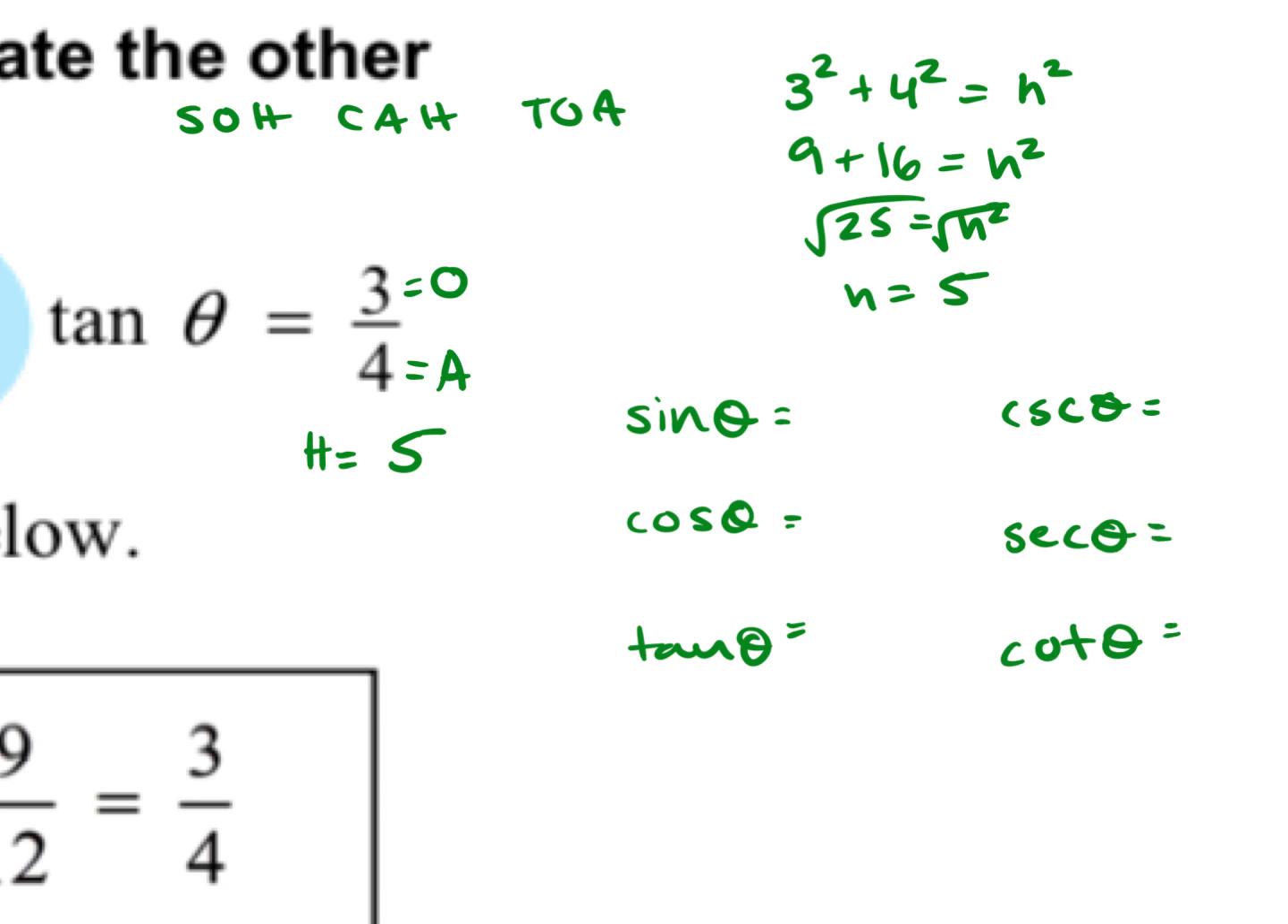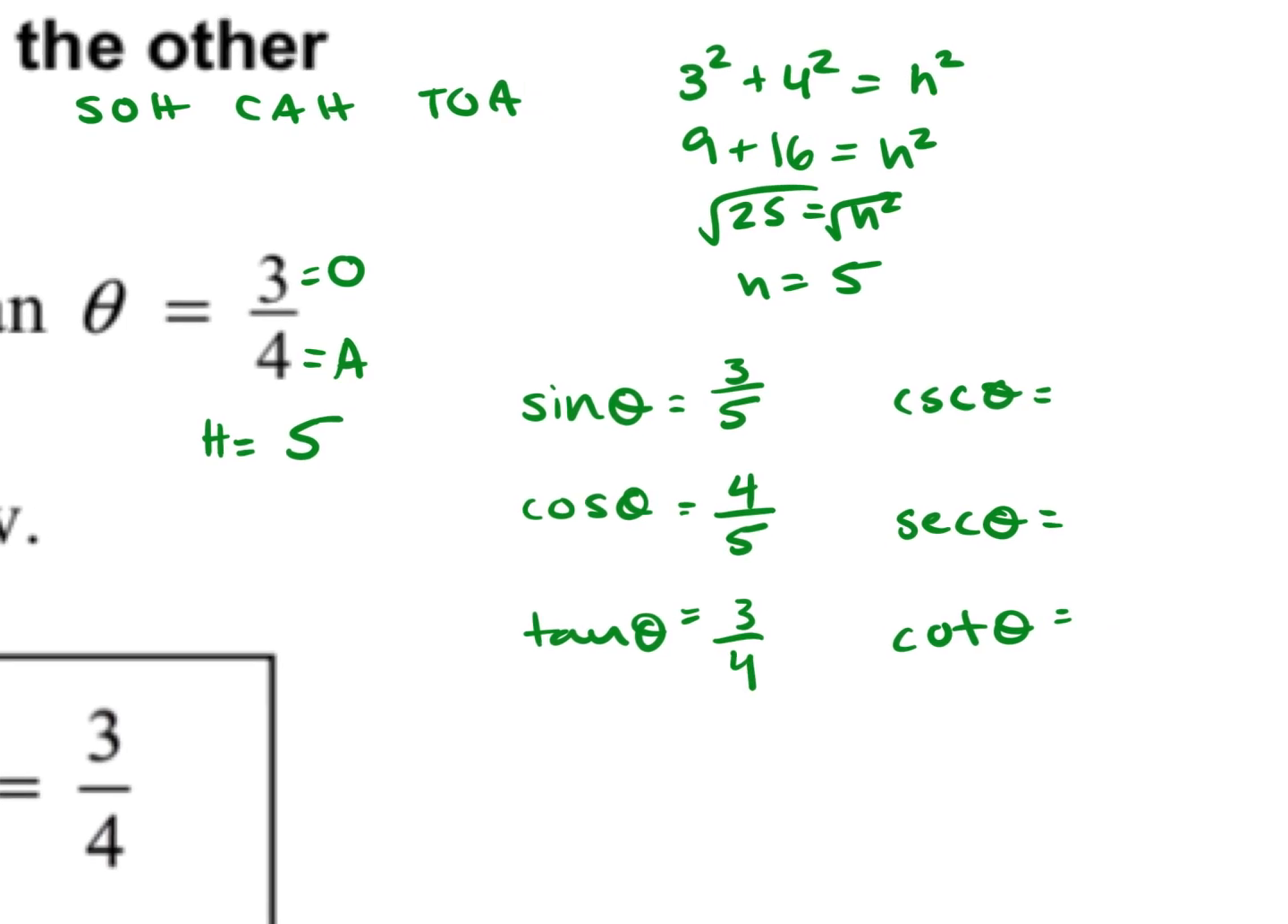So sine would be opposite over hypotenuse. What's opposite over hypotenuse? 3 over 5. Cosine is adjacent over hypotenuse. 4 over 5. Tangent is opposite over adjacent. 3 over 4. That one was given to us, which now we just need to flip them to find the others. So cosecant would be 5 over 3, secant 5 over 4, and cotangent 4 over 3.